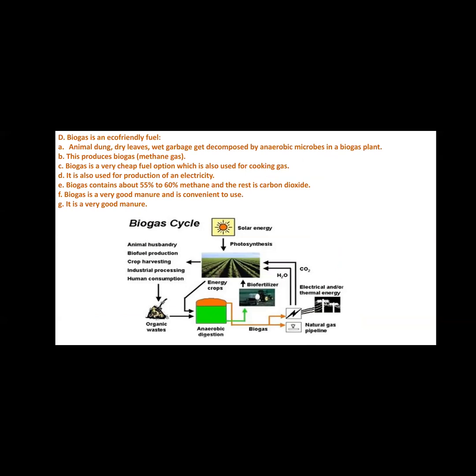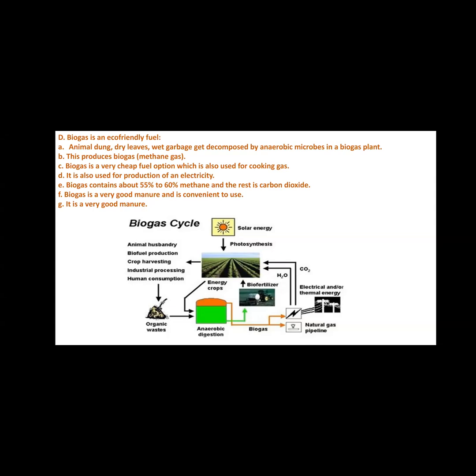Anaerobic means those microbes which respire in the absence of oxygen. So it is called anaerobic microbes. Where oxygen is not present, these microbes still survive and still respire. So these microbes are actually responsible for the decomposition of animal dung, dry leaves, wet garbage, etc. Second one, this produces biogas. So these microorganisms respire and produce biogas, that is called methane gas.